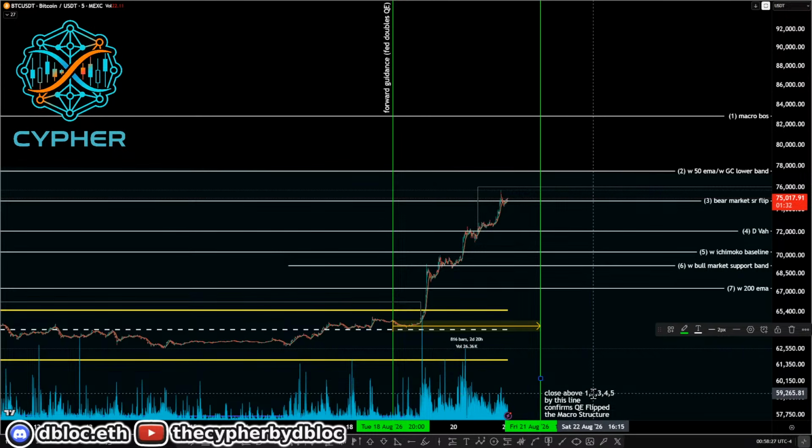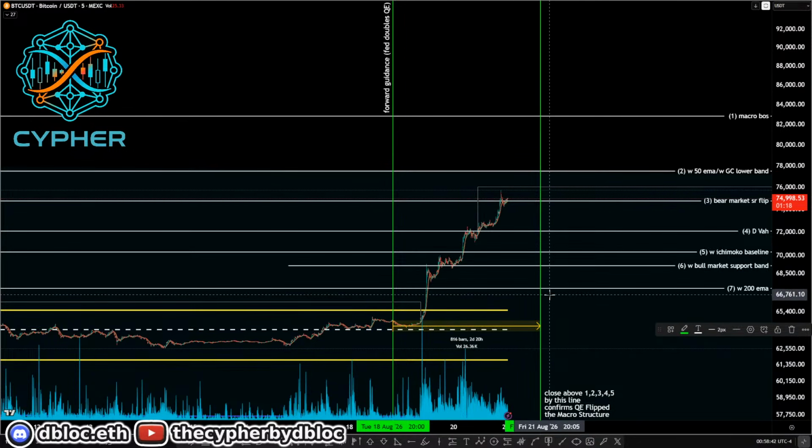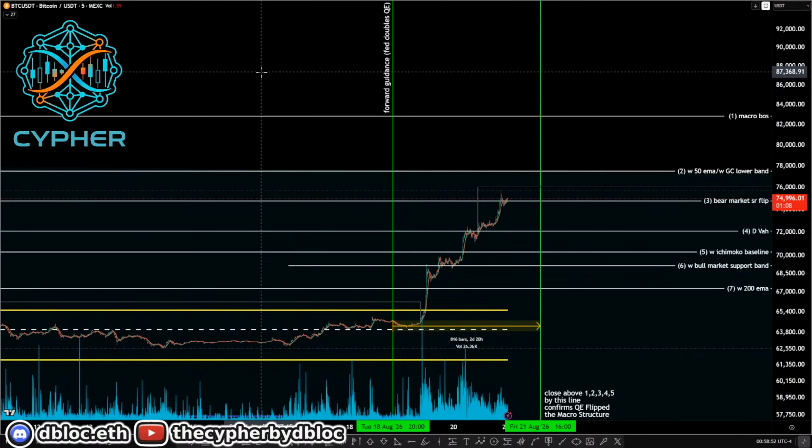And honestly, hold on, I'll be a little bit more lenient because the liquidity is real. We don't need to close above 1. We need to close above 2, 3, 4, and 5 by the weekly candle close. Right? Which means that you need 2 more days to push. Let's go to the 4-hour chart.